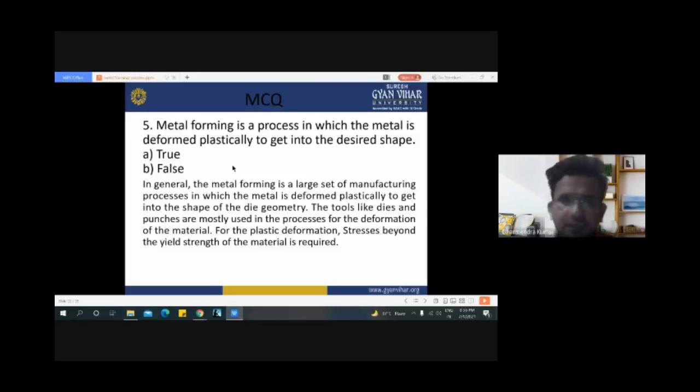We know that deformation occurs in two types: one is plastic and one is elastic. In elastic deformation, if we deform the shape and leave it, it returns to its original shape. This is known as elastic deformation. For plastic deformation, if we change the shape of any material, it cannot retain its original shape. So this statement is true.